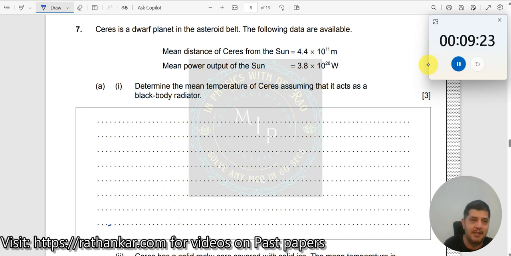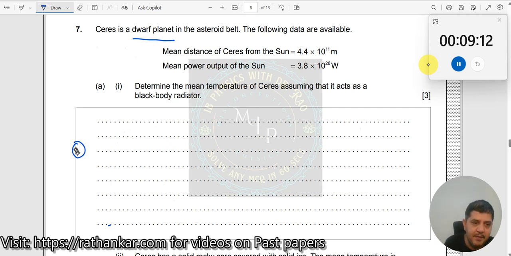Okay, now let us begin with this. So, Ceres is a dwarf planet in the asteroid belt. The following data are available. So, you have a dwarf planet. Mean distance of Ceres from the sun. So, you have the sun here, and let us say Ceres is somewhere at this point. This distance is given to be 4.4 into 10 to the power of 11 meters.